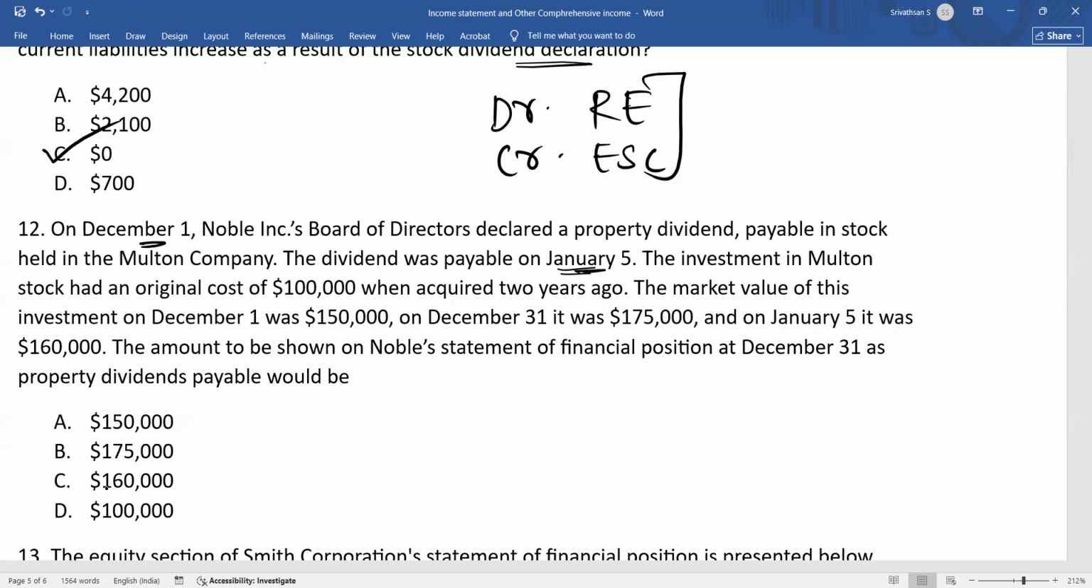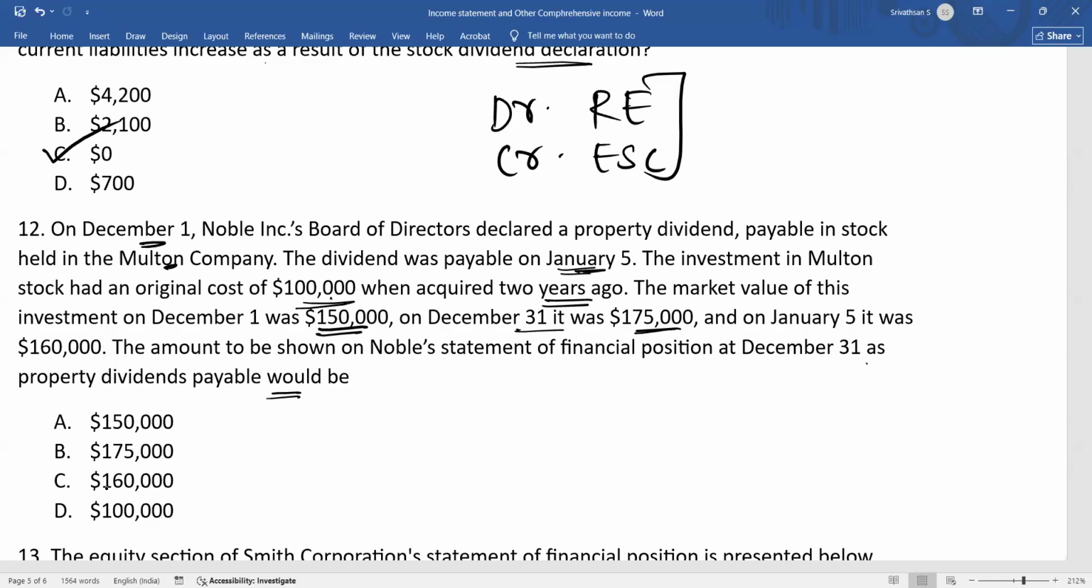The investment in Milton stock had an original cost of 1 lakh when acquired 2 years ago. So when Noble Incorporation purchased the shares of Milton Company, it was purchased for $1 lakh 2 years back. The market value of this investment on 1st December was 1,50,000 and on 31st December it was 1,75,000 and on 5th January it was 1,60,000. The amount to be shown on Noble's statement of financial position at 31st December as property dividends payable would be how much?